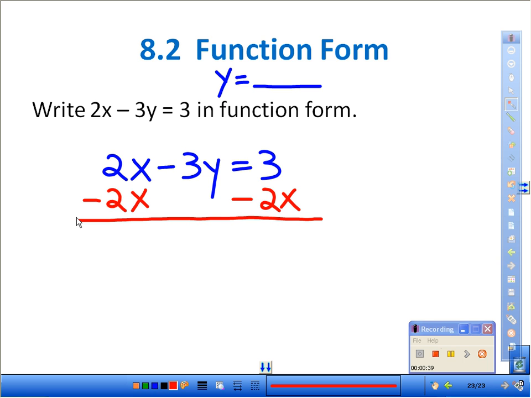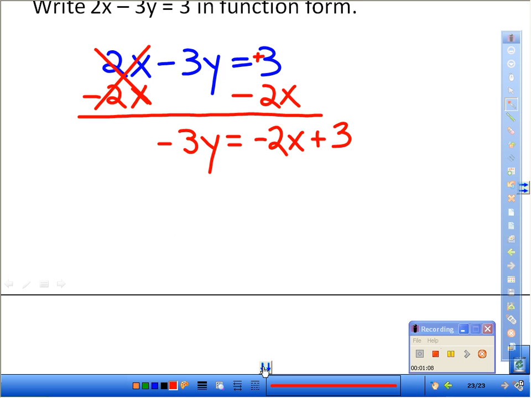So that cancels out this on the left side, and we're left with negative 3y equals, now we could write either of these terms first, but in algebra you always want to write the term that has the x in it first. So I'm going to write negative 2x, and since this is a positive 3, we write plus 3. We still do not have this in function form because we haven't solved for y.